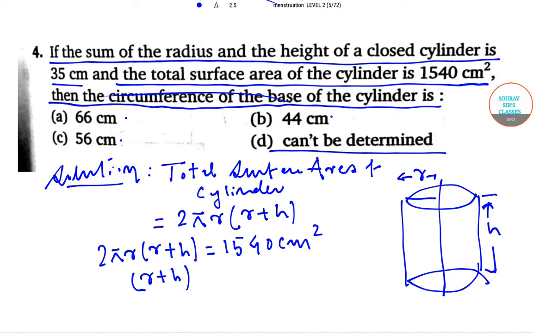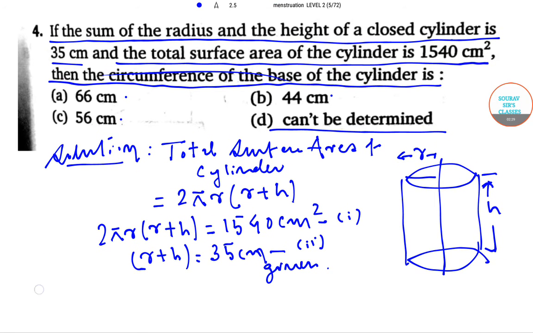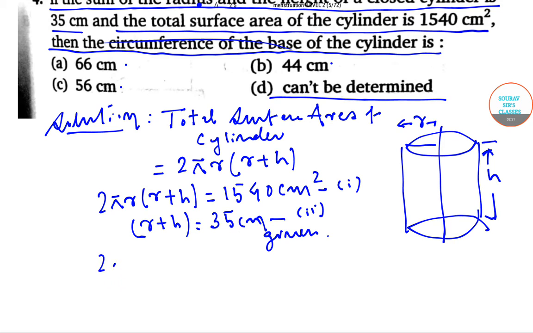Now r plus h, what will it be? Because if the sum of the radius and height of the cylinder is 35 centimeter, so r plus h is given. This is the first equation, that the sum of the radius and the height is 35 centimeter. It is given. Now we directly substitute here.